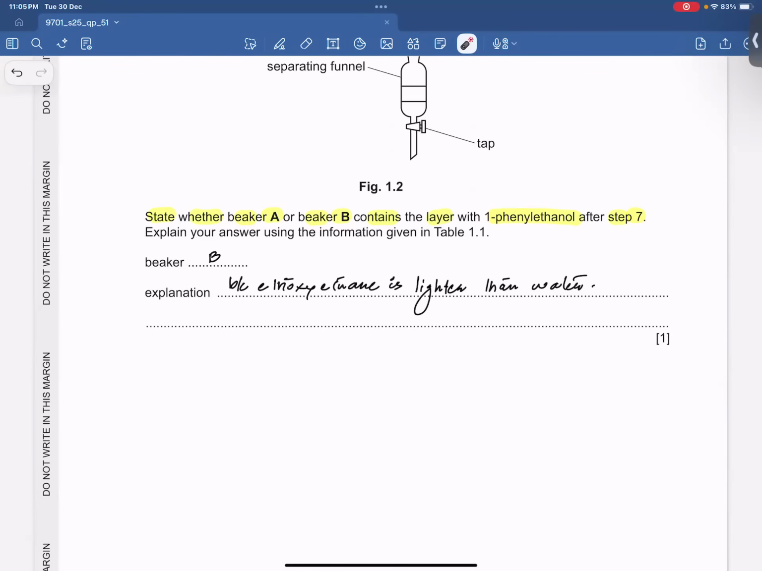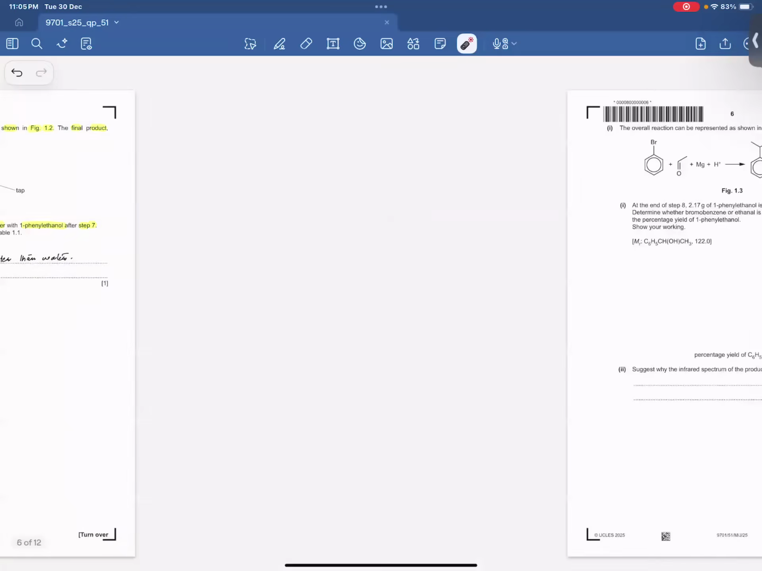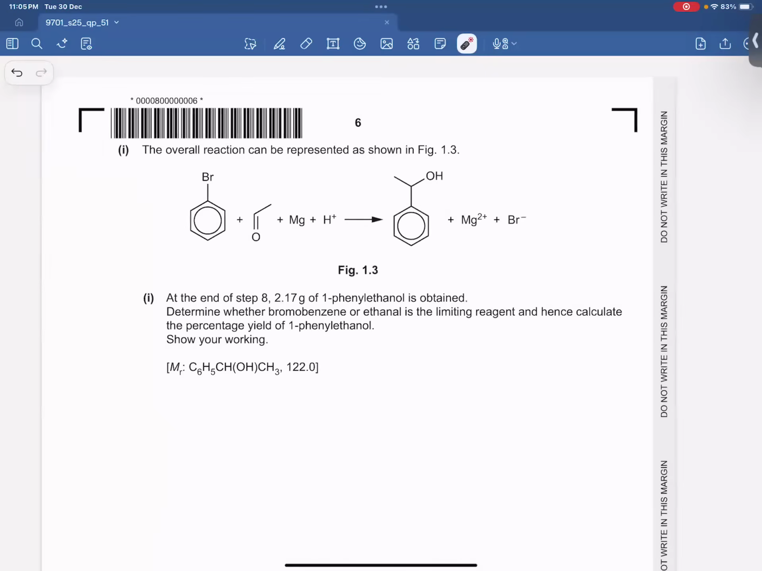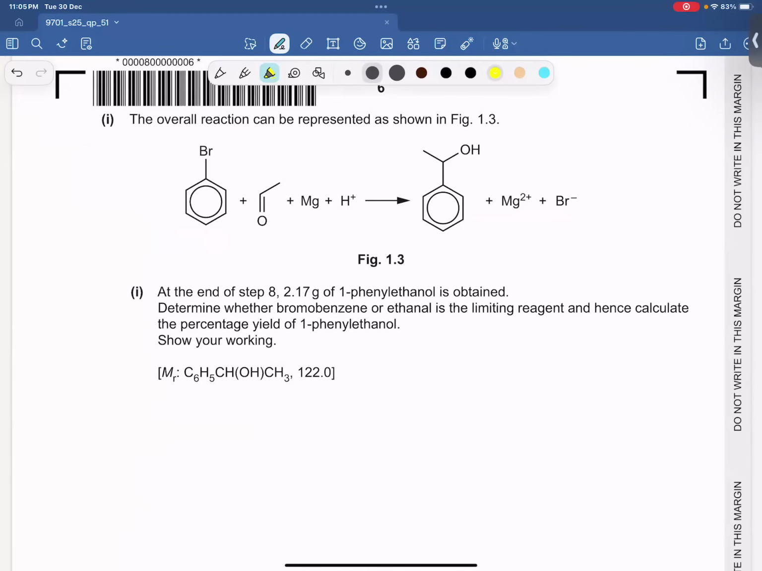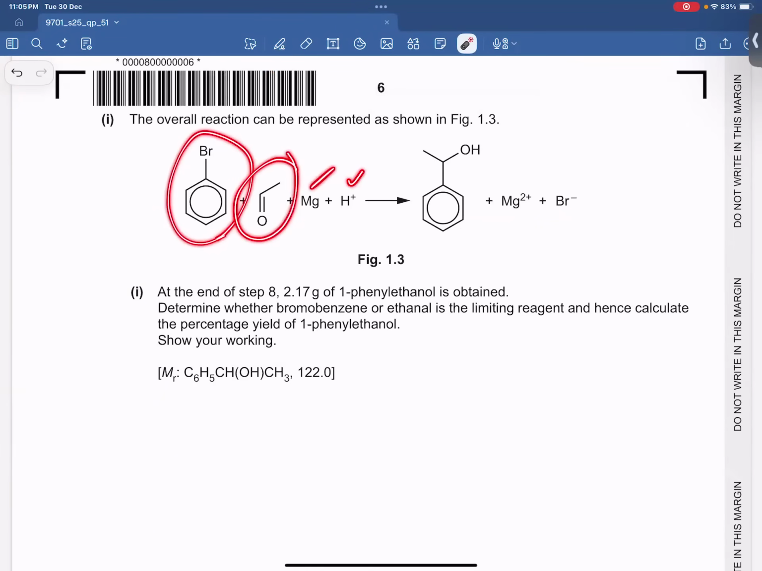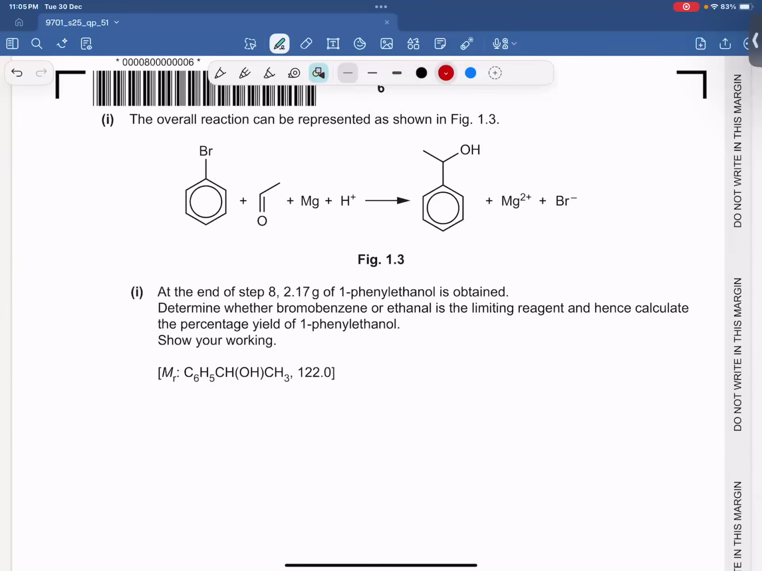Oh, that's a very lengthy question. Oh my goodness. Next part of the question: the overall reaction can be represented as shown. This is bromobenzene. This is ethanol. This is magnesium. This is HCl, I mean, H ions come from HCl. So this becomes your product, and this is basically magnesium bromide. At the end of step 8, 2.17 gram of 1-phenylethanol is obtained, and that is going to be your practical yield.